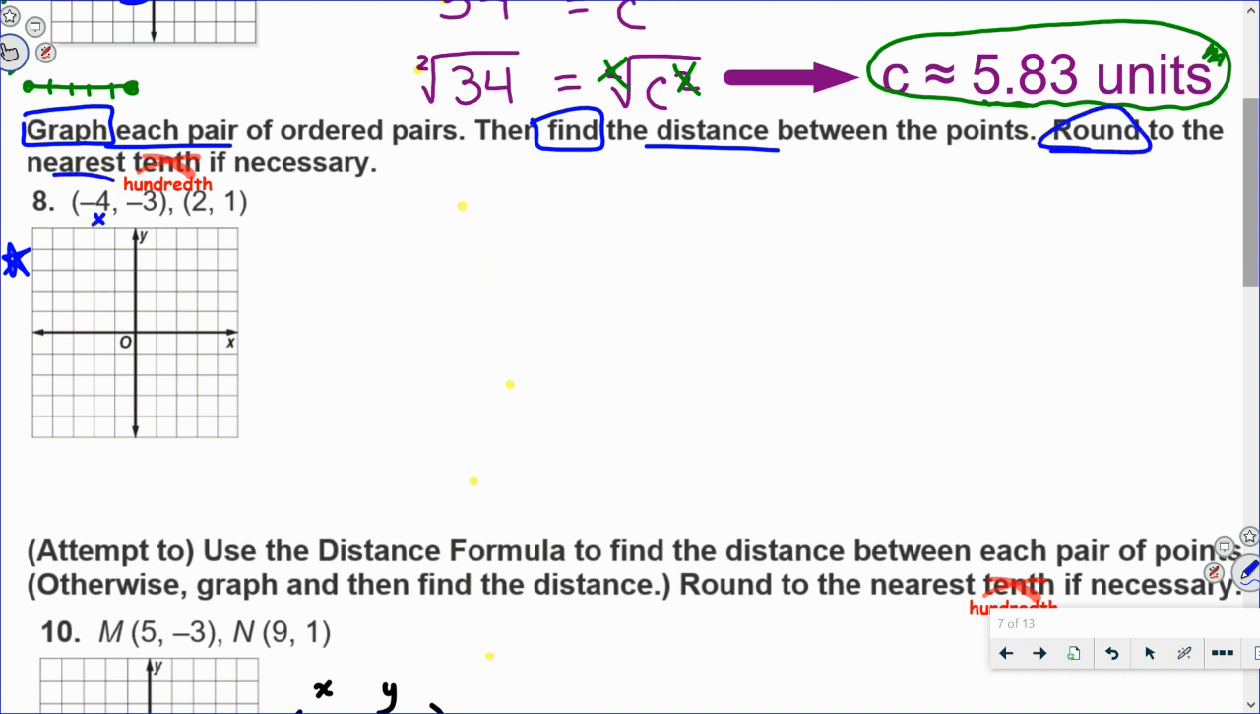So if I look at -4, -3, -4 goes to the left, -3 down, and so we have a point in the third quadrant. If I look at 2, 1, positive 2, positive 1, that's going to go 2 to the right and 1 up, and that's going to be in the first quadrant. Now we're asked to find the distance between those points, but I can't do that because it's a diagonal. Well, I can't do that until I draw a right triangle and use the Pythagorean theorem.